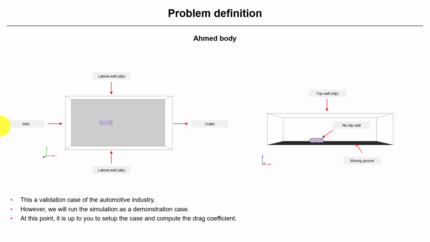So basically this is what we have: inlet, outlet, then we have the walls as the walls. That is, we don't have a boundary layer, and then, important, we have a moving ground. Okay, so when you set up the boundary conditions, you should also set up the ground that is moving, just to simulate as if the car were moving on the motorway. So this is a classical validation case for the car industry.